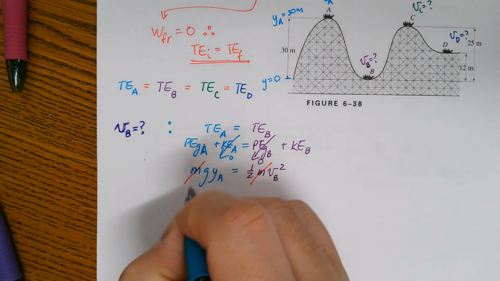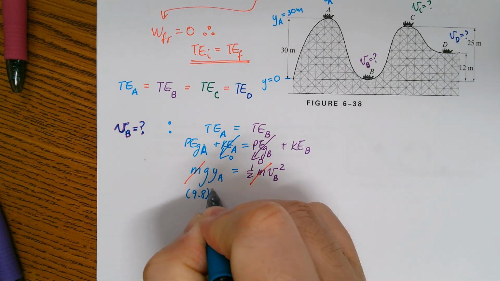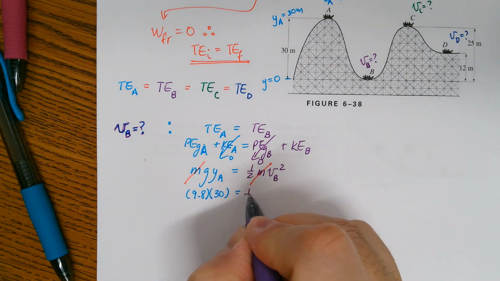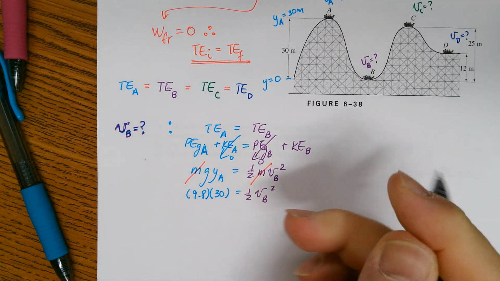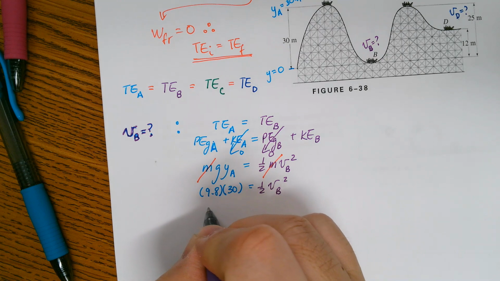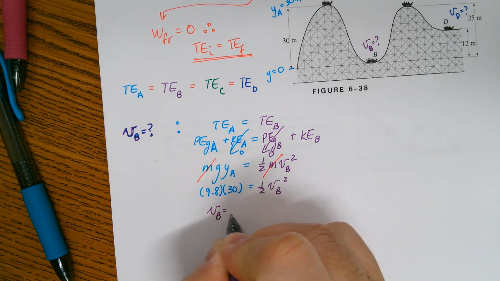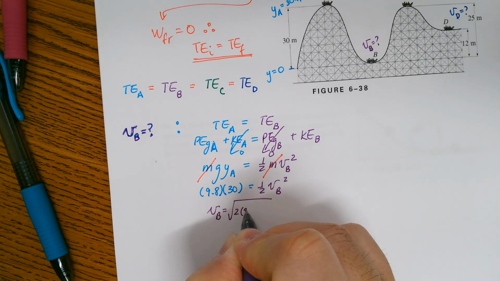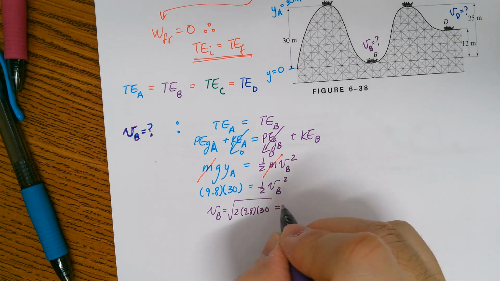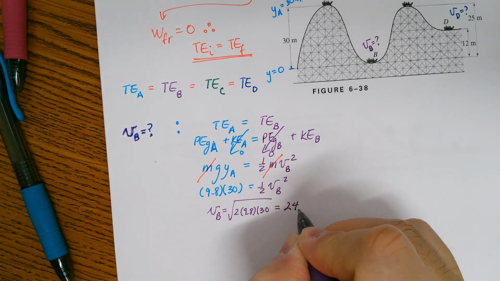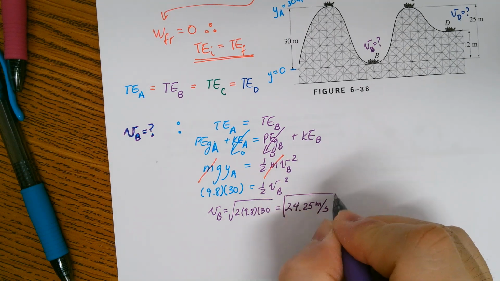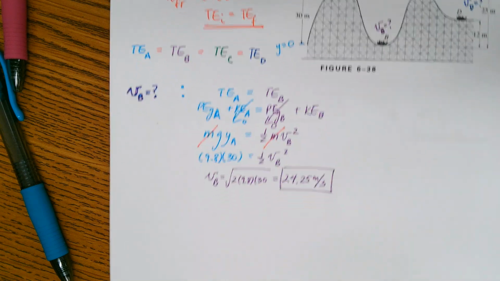Therefore, my g, which is 9.8, times yA, 30 meters, is equal to 1/2 vB squared. So if we solve for vB, my vB is equal to the square root of 2 times 9.8 times 30, which comes out to, I believe, 24.25 meters per second. So that's how fast it is moving at point B.